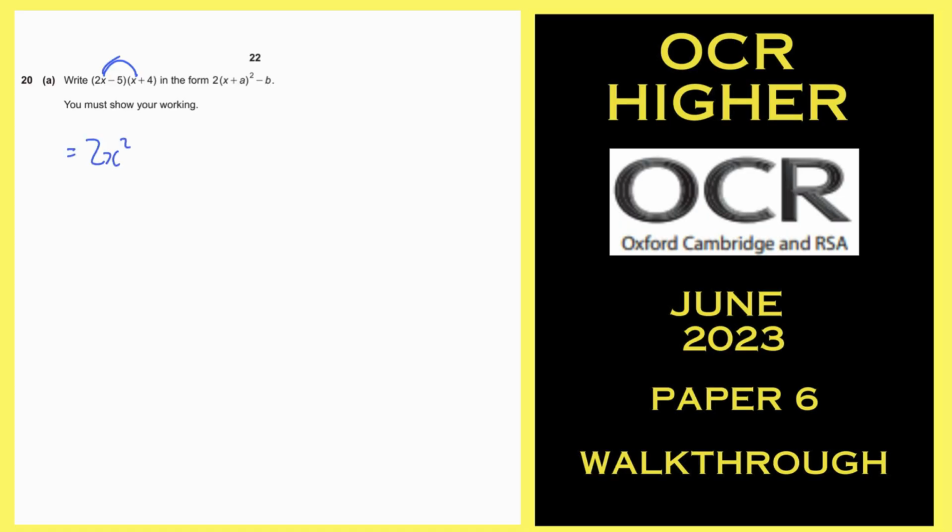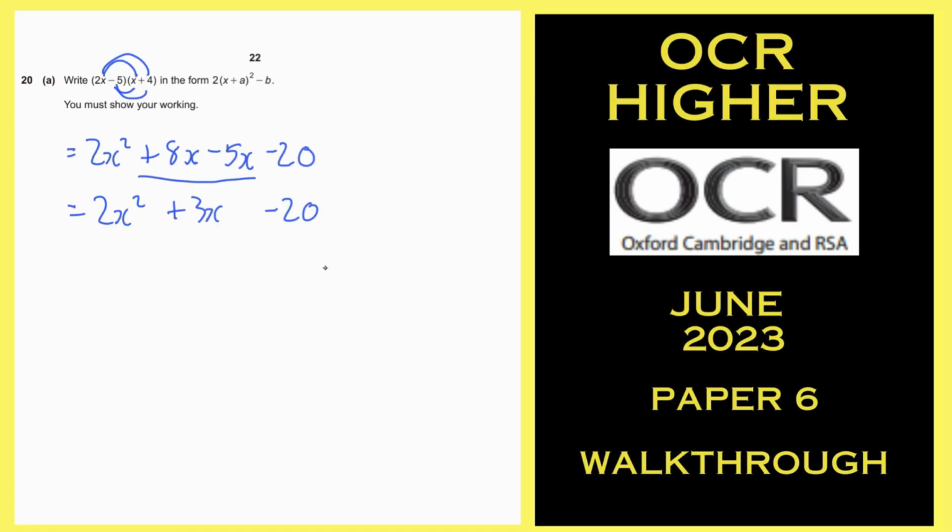2x squared plus 8x minus 5x minus 20. Let's get it simplified. Bring our x terms together. We get plus 3x. And we've got minus 20 on the end.